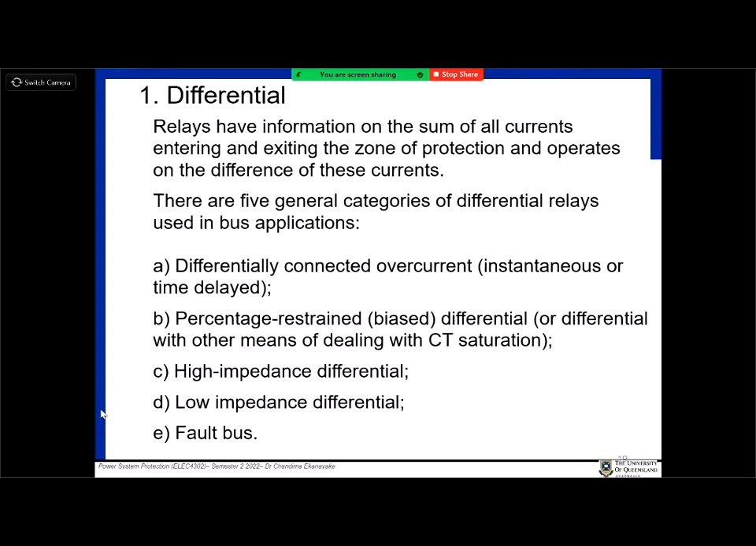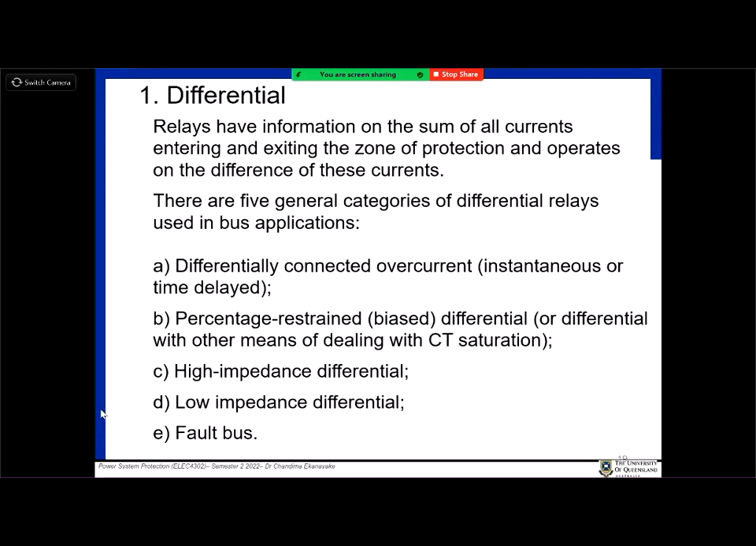So it's very easy: you look at the current entering the zone and then the current leaving the zone. But there are different categories of differential relays which you can use for these sort of measurements. Usually the simple differential relay, called differential connected overcurrent, you just measure the difference. The second one is the percentage. Probably you can remember I mentioned it in the last two slides of overcurrent relays. That is called percentage restrained or biased differential protection scheme that can be used.